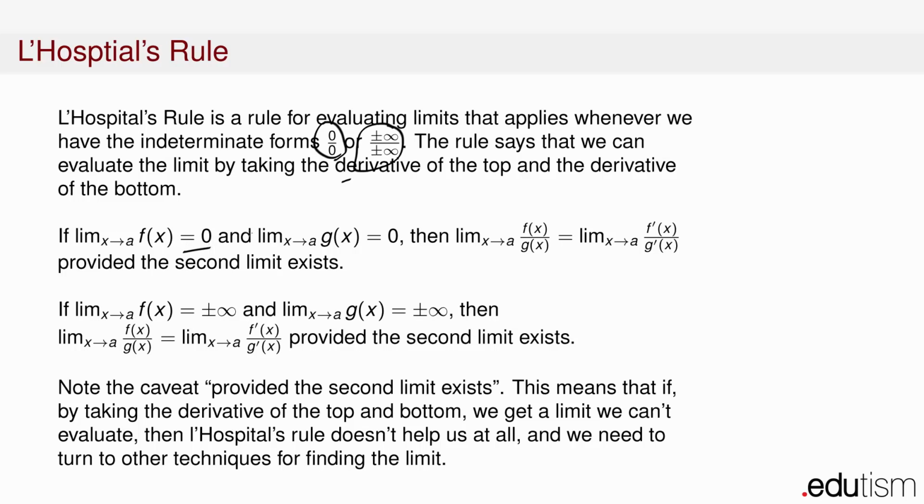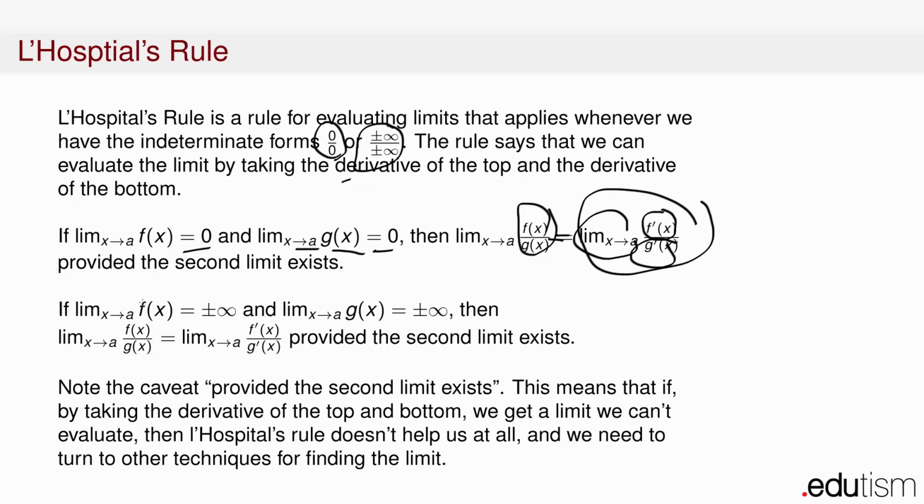So the first part of L'Hopital's rule says if we have a limit as x goes to a of f of x gives you 0, and the limit as x goes to a of g of x gives you 0, then the limit as x goes to a of f of x over g of x is going to be the same thing as the limit as x goes to a of f prime of x over g prime of x, provided that this second limit does exist.